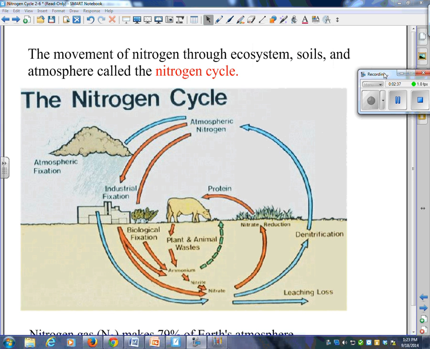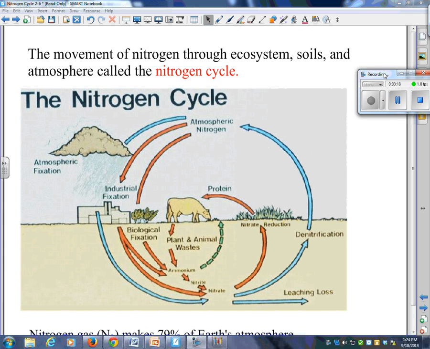I'm going to read a little bit from the book. Nitrogen is also required for the synthesis of deoxyribonucleic acid. Can you say that real fast, Mark? Deoxyribonucleic acid, also known as DNA. You guys know what DNA is? Right? It's your genetic makeup. Deoxyribonucleic acid, the hereditary material found in all living things. The movement of nitrogen through the ecosystem, soil, and atmosphere is called the nitrogen cycle. I think that's in red because you have to fill it in.